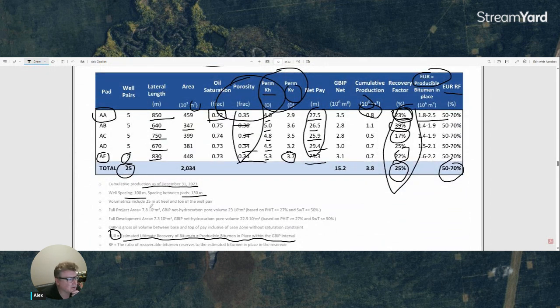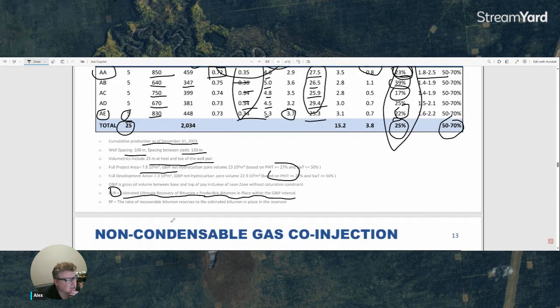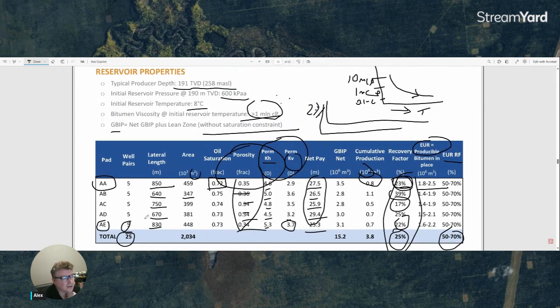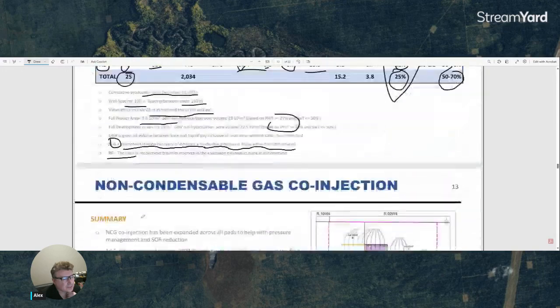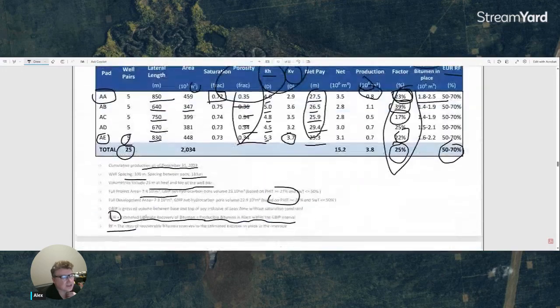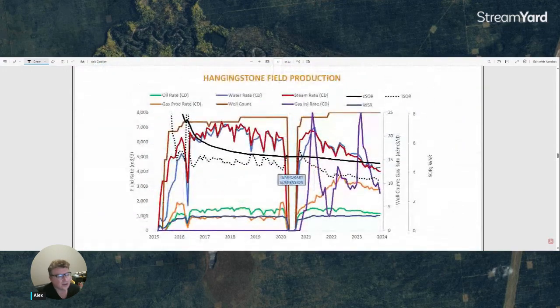We have a definition. Volumetrics include 25 meters at heel and toe in the well pair. The full project area is defined, GPIP, net hydrocarbon pore volume. Then they talked about the items they defined previously, and RF is the ratio of recoverable bitumen reserves to estimated bitumen in place in the reservoir. And let's take a look at their production and try to better understand what took place.